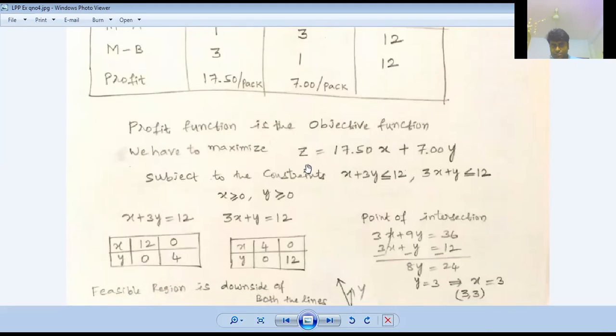What is the objective function? Z equals 17 rupees 50 paise into X. Let X be the number of packets of nuts and Y be the number of packets of bolts. So 17 rupees 50 paise per pack, so the total profit function will be like this. Each pack gives 17 rupees 50 paise. How many packs are there? We took X of nuts. How many packs of bolts did we take? Y.